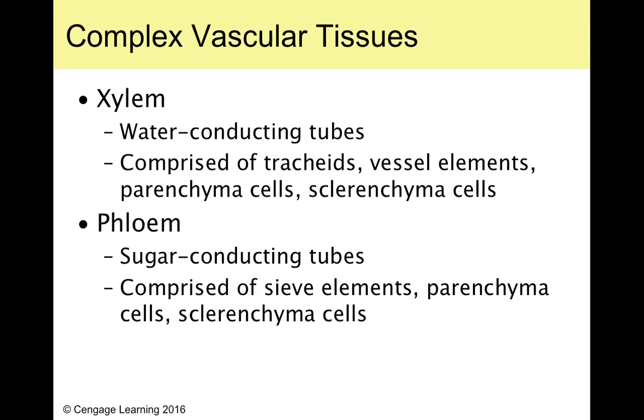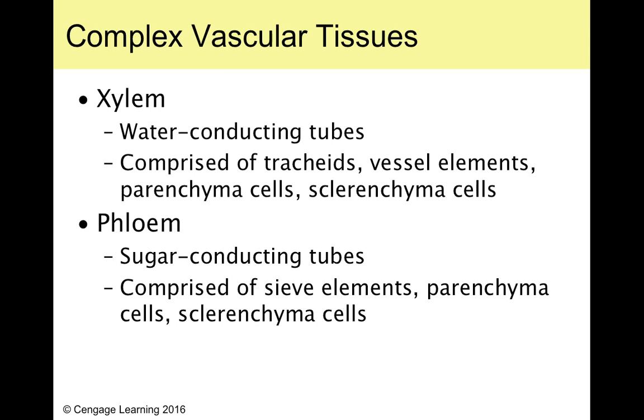So with complex vascular tissues, there's xylem and phloem. Of course, you know about these already. Xylem conducts water and dissolved minerals, and it's composed of many different things: tracheids, vessel elements, parenchyma cells, and sclerenchyma cells. And phloem normally runs right beside xylem, and that conducts sugar. And that's composed of sieve elements and sieve tubes, parenchyma cells, and sclerenchyma cells. So that's what makes them complex tissues.